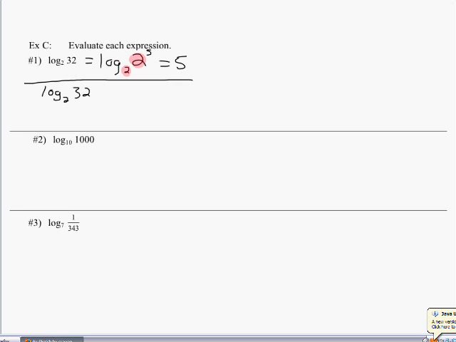So another way to do this is to take your expression and set it equal to a variable of your choice, such as x. Then change it to exponential form. This would be 2 to the x equals 32. 32 is the same thing as 2 to the fifth. So if 2 to the x equals 2 to the fifth, that means x has to equal 5. Two different methods to do the same problem, and I have no preference of what you do.